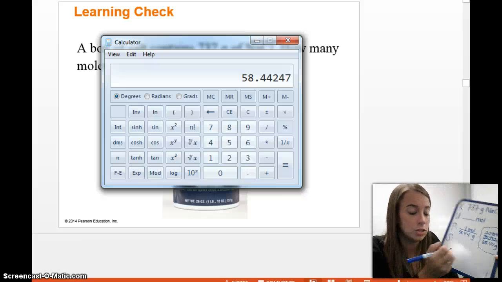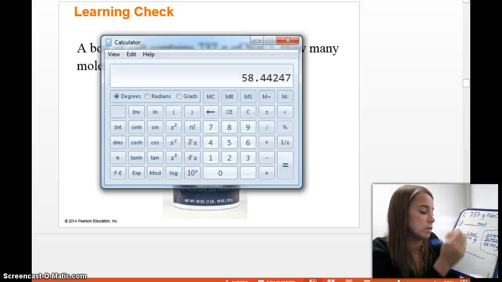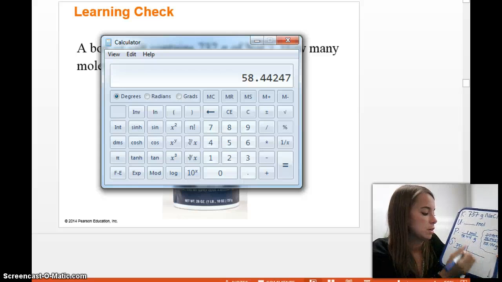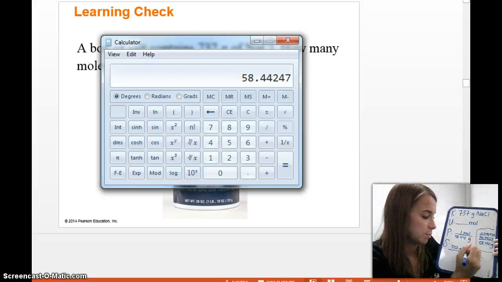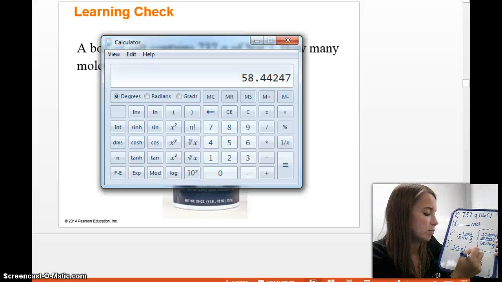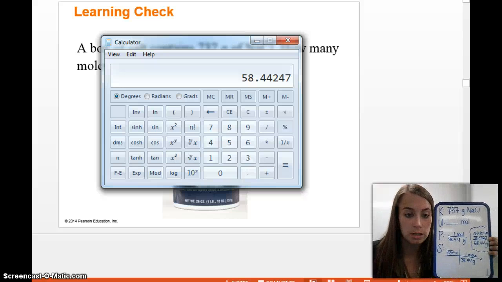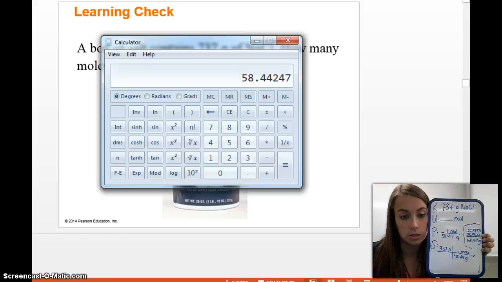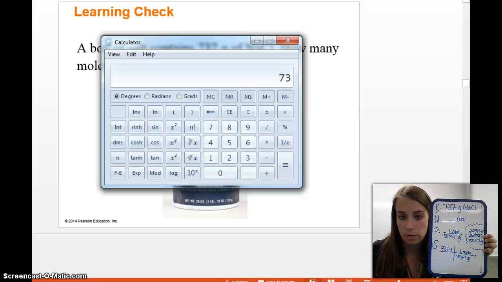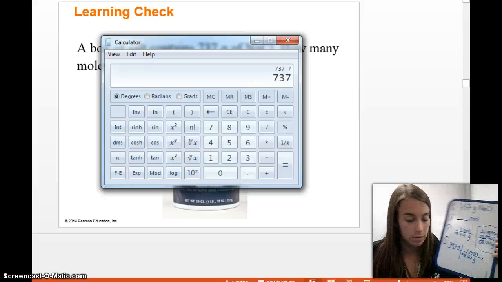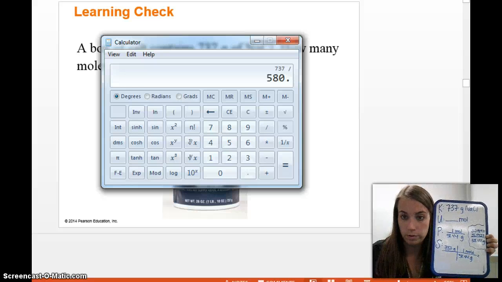So now for my solve, I just draw my t-chart, put my known in the top left corner, 737 grams. Grams need to go down here, so they'll cancel, so I just use this conversion factor that was my plan, 58.44 grams to 1 mole. Okay, so then I multiply across the top, 737 times 1 is just 737, and I'm going to divide that by 58.44. Whoops.